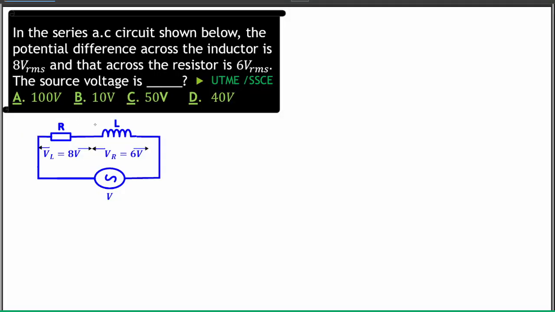All right, so let's look at this question together. Look at the circuit here. The question says in the series AC circuit shown below, the potential difference across the inductor is 8 volts, and that across the resistor is 6 volts. The source voltage is what? That's the overall voltage. So they're asking us to find the source voltage, and that is VZ. You remember? So you just put down our formula.